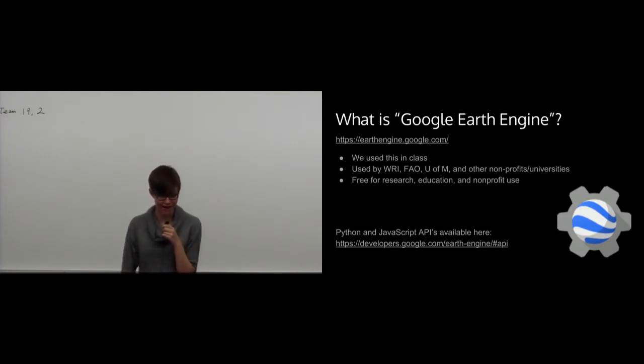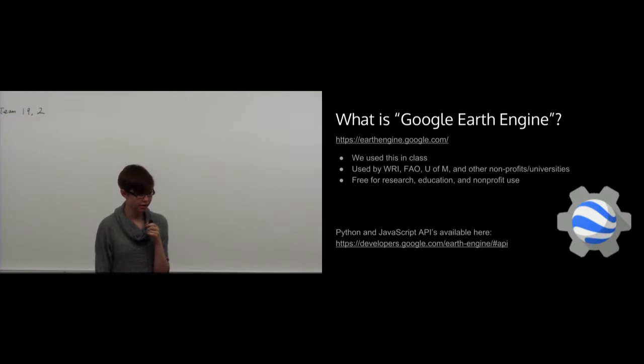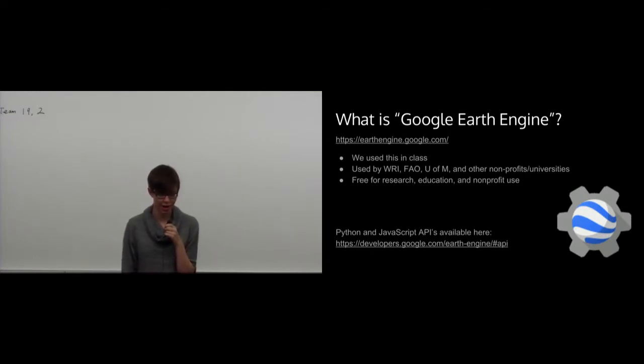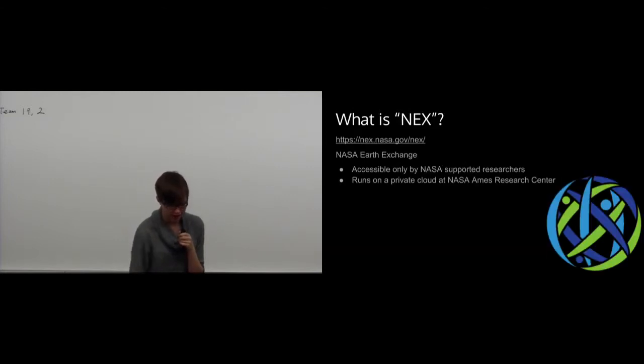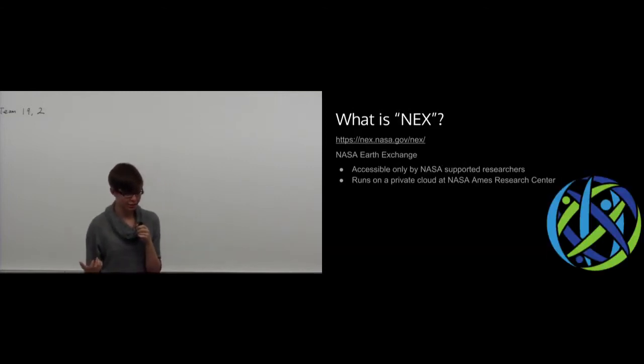We use this in class, and it's used by many nonprofits as well. It's particularly used by nonprofits a lot because it's free for research, education, and nonprofit use. And then the third one is NEX, which is the NASA Earth Exchange. And a huge problem with this data set is it's really only available if you're affiliated with NASA.